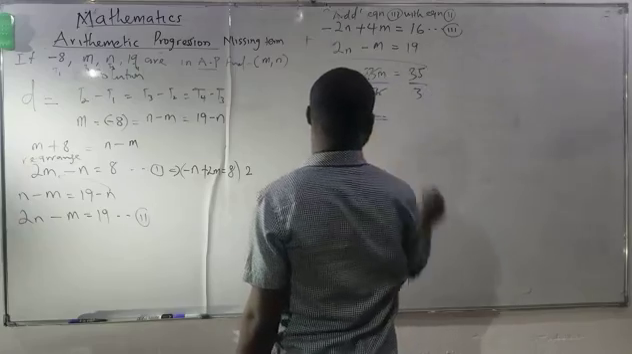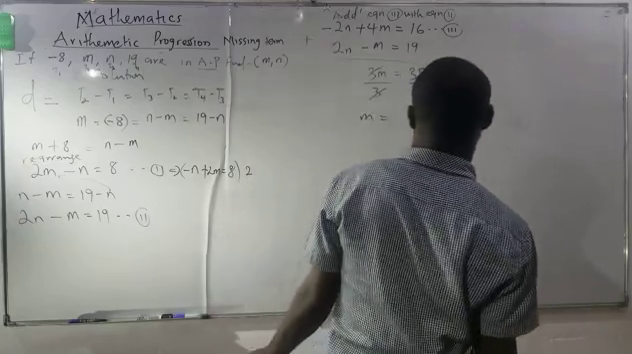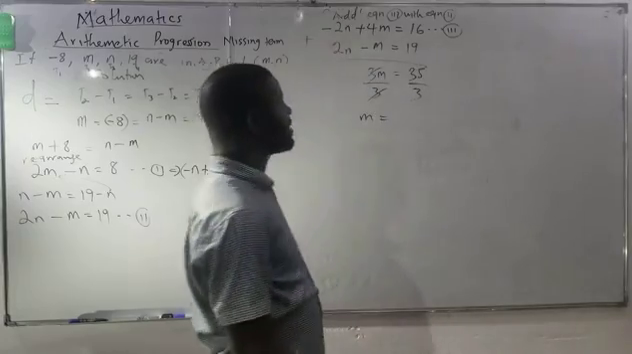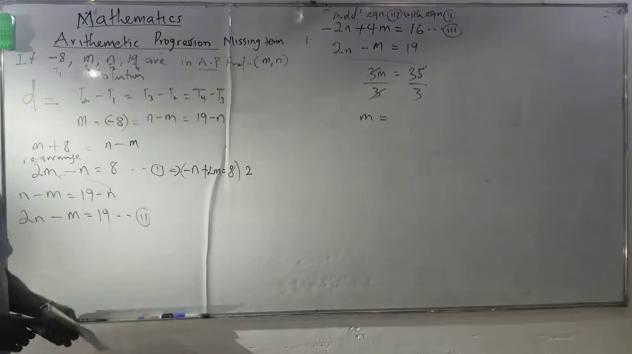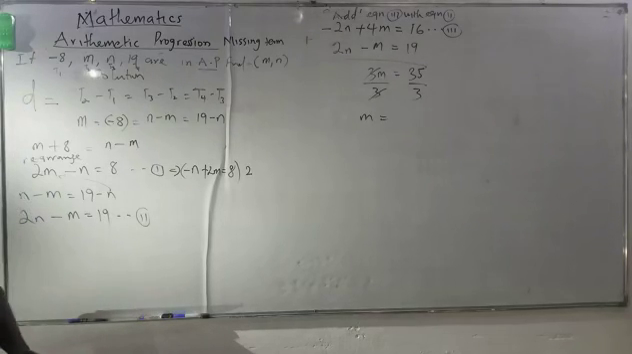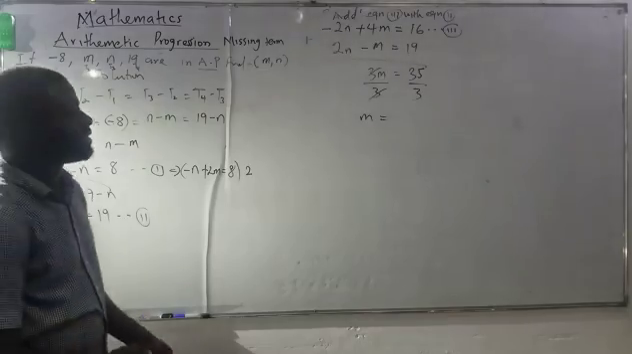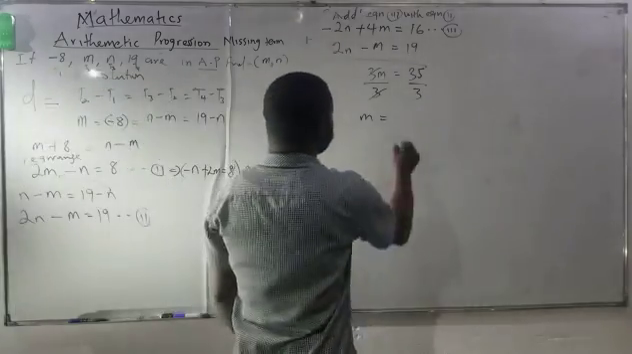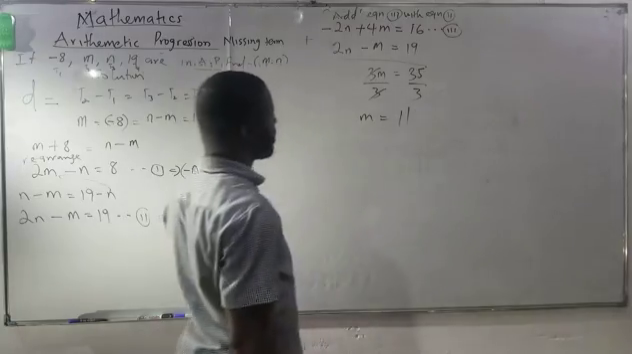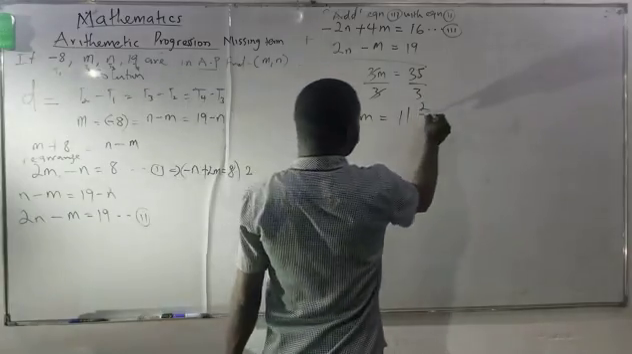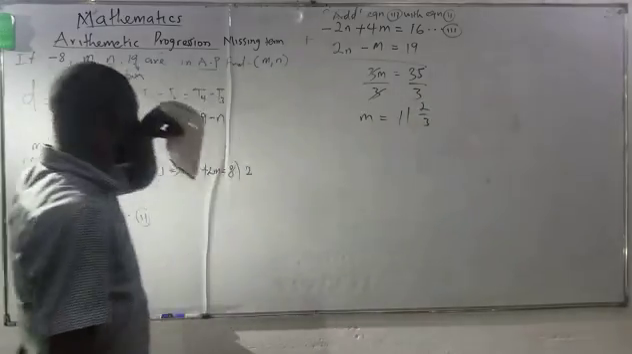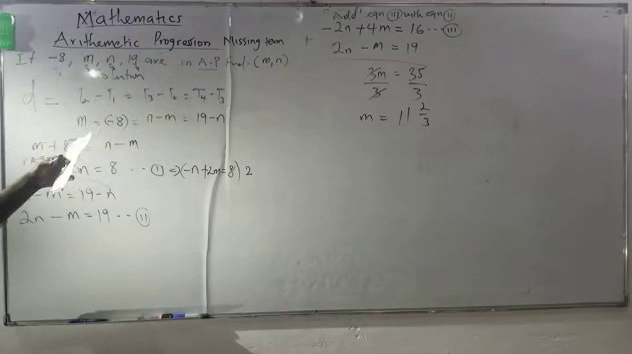My m equals, can 3 divide 35? The answer is no. 3 cannot divide 35. How many 3s can we find in 35? 3 times 10 is 30, 3 times 11 is 33, 3 times 12 is 36. Now, it means 11 whole number, with 33 used, that will be 2 over 3. Now that is my n. And I hope I'm not making a mistake.